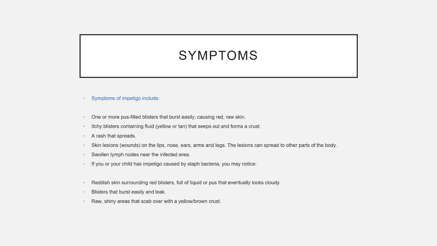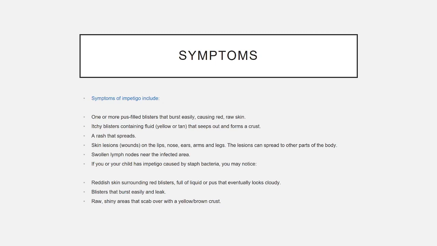Here are the symptoms of impetigo. It includes one or more pus-filled blisters that burst easily, causing red, raw skin. Itchy blisters containing yellow or tan fluid that seeps out and forms a crust. A rash that spreads. Skin lesions or wounds on the lips, nose, ears, arms, and legs. The lesions can spread to other parts of the body. Swollen lymph nodes near the infected area.